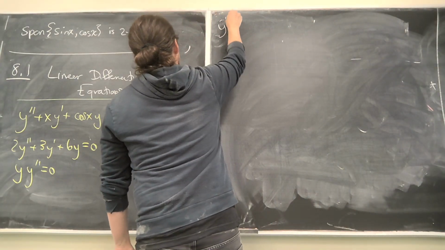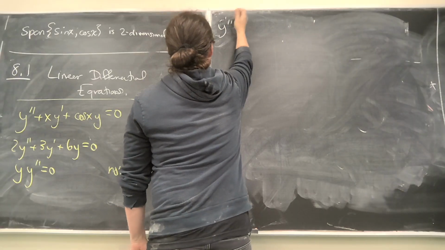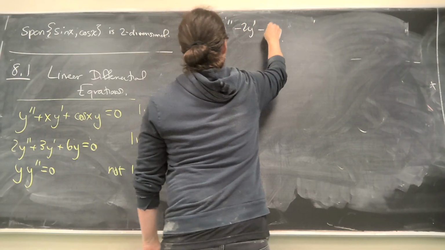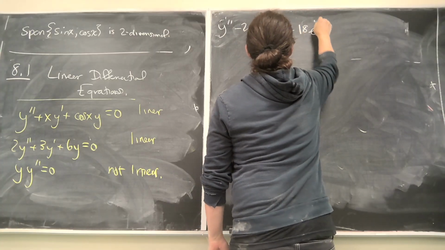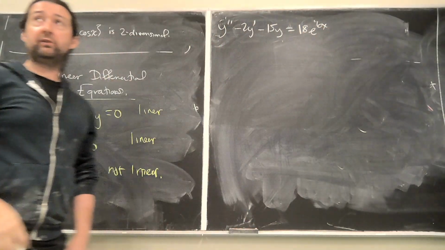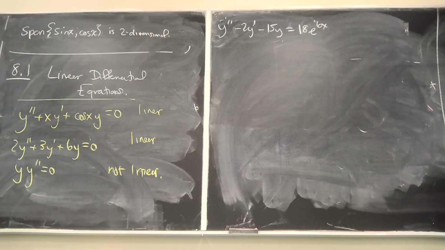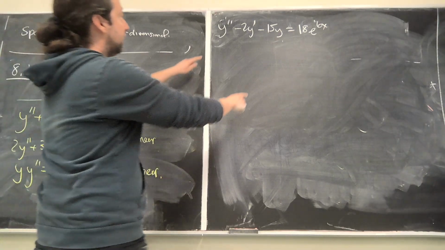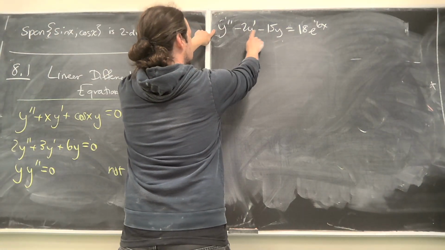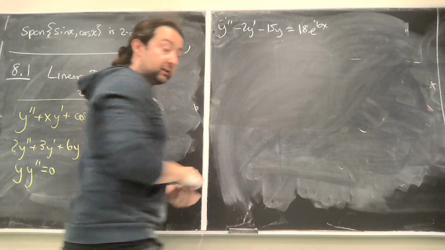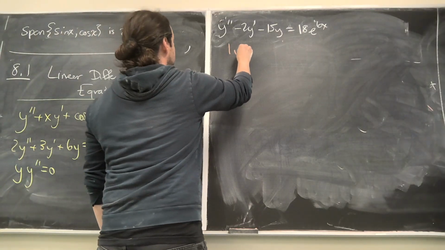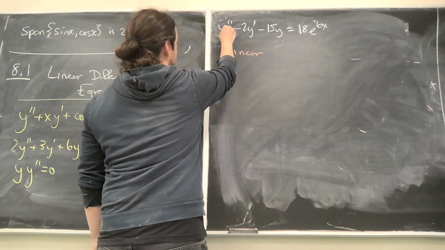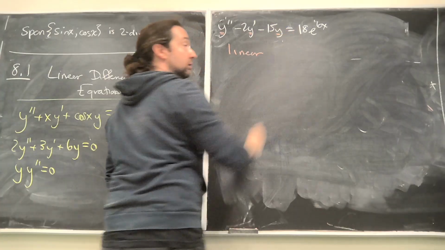So y'' - 2y' - 15y = 18e^(6x), the example that we started with, is a linear differential equation because it looks like a linear combination of the derivatives of y. In fact, we could put lots of adjectives on this differential equation that I can remind you of. The first is, it is called a linear differential equation because it's a linear combination of the derivatives of y.